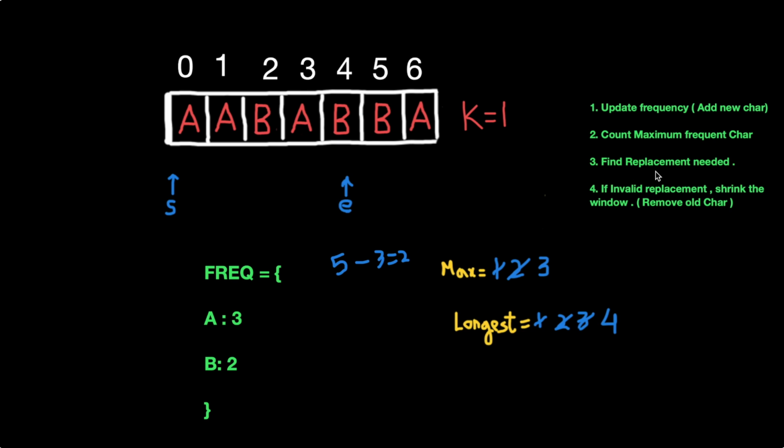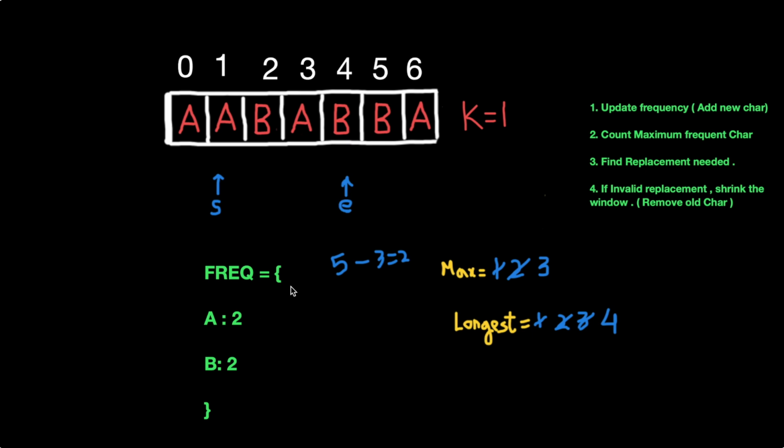So when it is invalid, what we'll do is shrink the window, that is, remove the old character. In this case, we'll move our start pointer from here to here, and we are shrinking it, right? Earlier it was of size 5, now it is 4. After shrinking, we'll update our frequency here. A becomes 2 now.